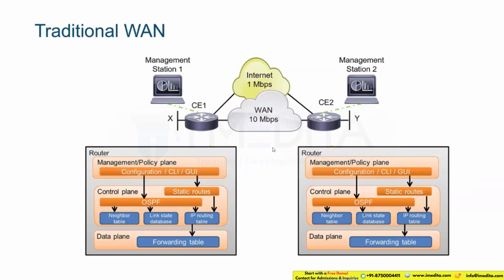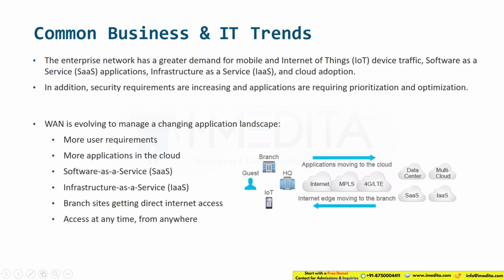This is the traditional way. But now things are changing. And why are things changing? Because now users have got more requirements. More and more applications are moving into cloud from on-prem. And if those applications are moving into cloud, it means in most cases you would have access to those applications using internet. So you need more bandwidth.